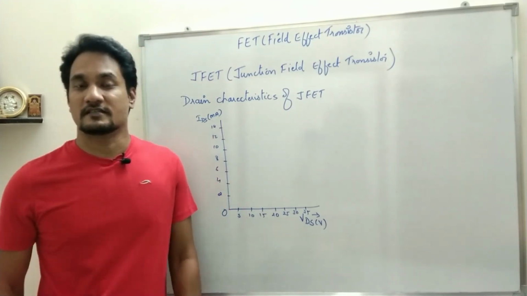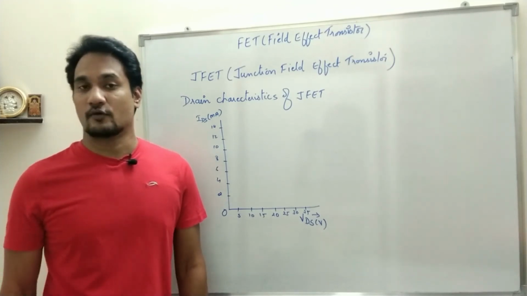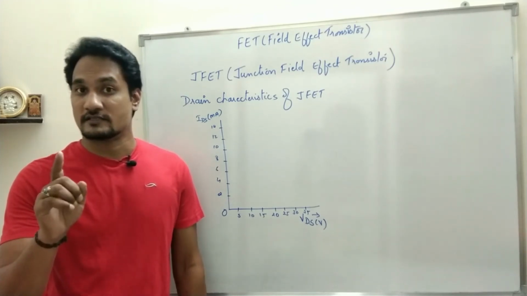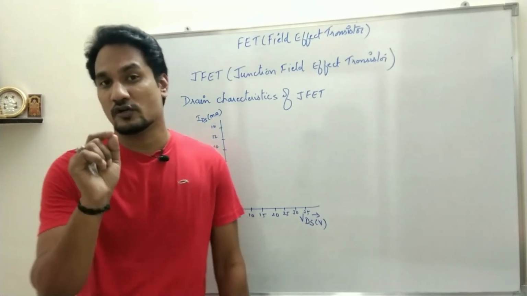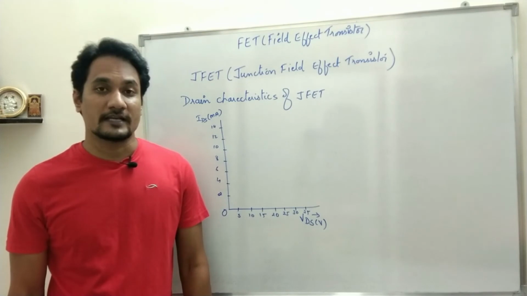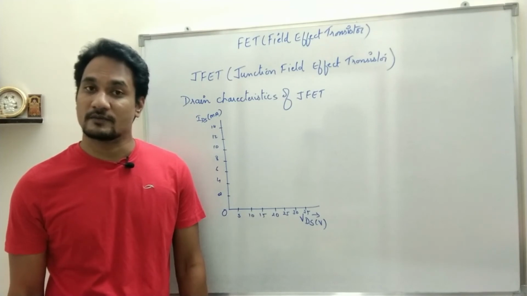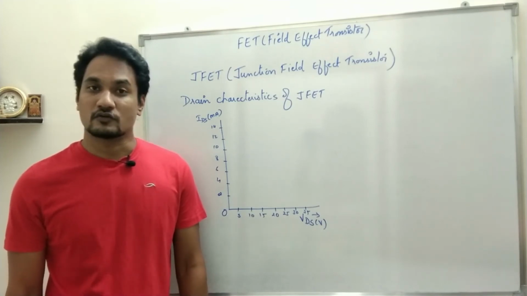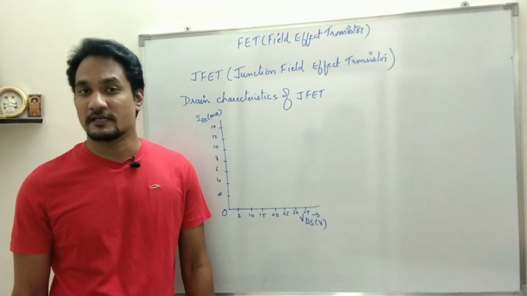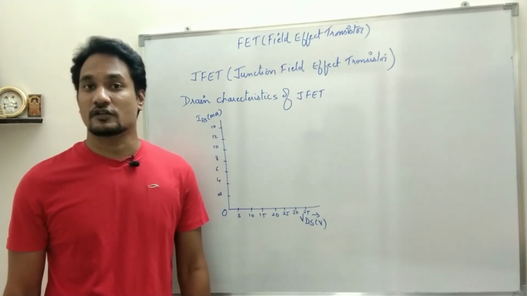Now in the previous section I explained what happens when there is no external potential applied. External potential means reverse bias potential. So what will happen if no reverse bias potential is applied between gate and source? Of course, the two PN junctions will not be externally reverse biased.